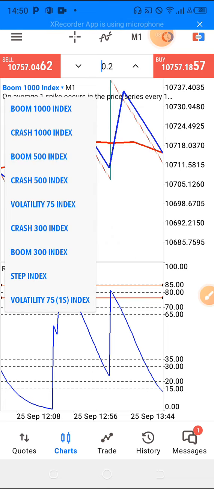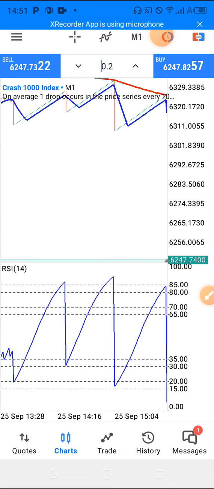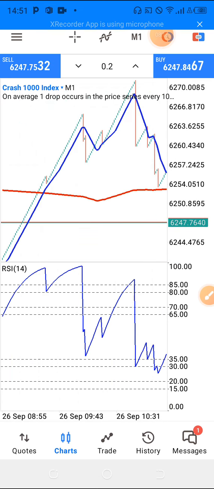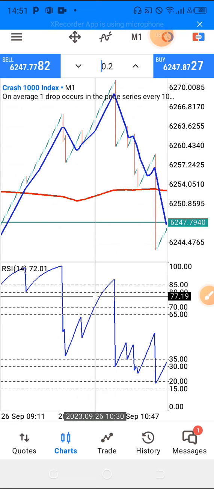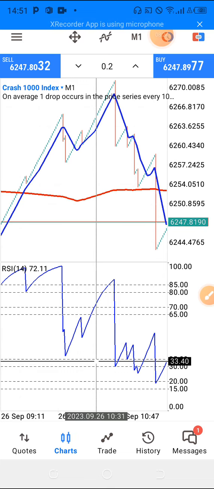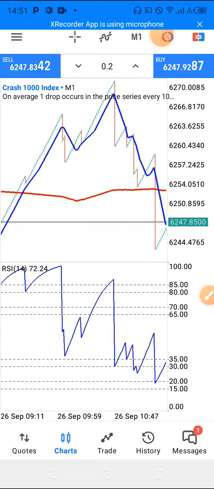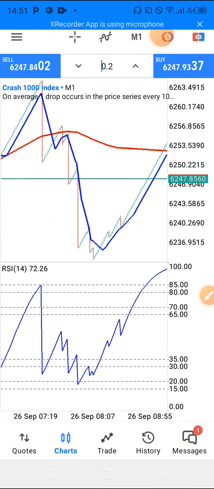So let's go to Crash. Let's go to Crash 1000. Okay, so we have two scenarios again. With Crash, all these levels that you see from 65 going upwards are for selling, and the levels from 35 going downwards to 15 are levels for buying. So in Crash, we have two buying situations. When do we want to buy in Crash?